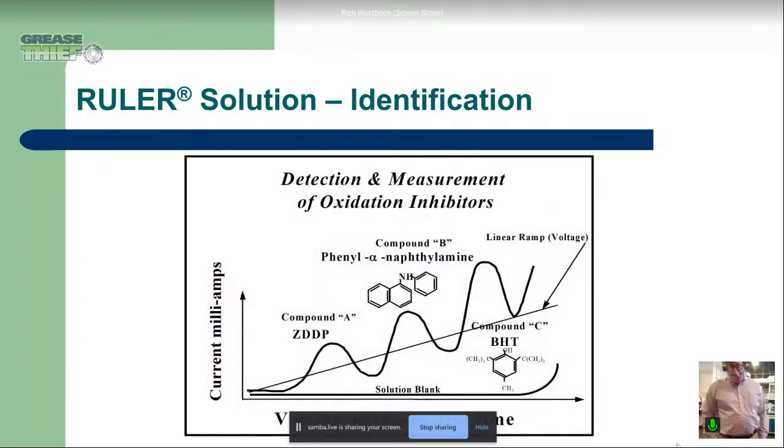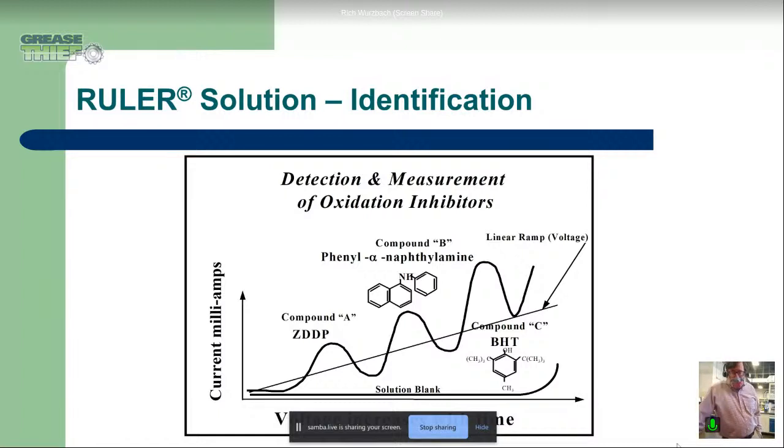And you can see this represented as this linear voltage ramp, as the voltage is going up over a period of time, which is somewhere around 20 seconds of total time as you sweep through that voltage. You're going to see those peaks respond for ZDDP. Here's an example of an amine, phenyl alpha naphthylamine, and that's shown there. That's one of a number of different amine materials that could be there.